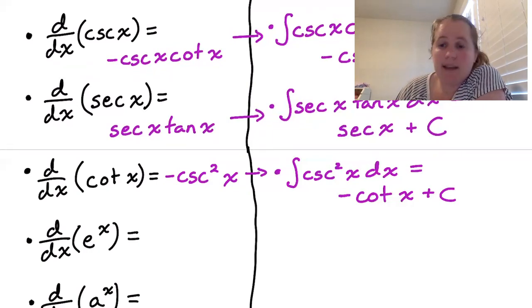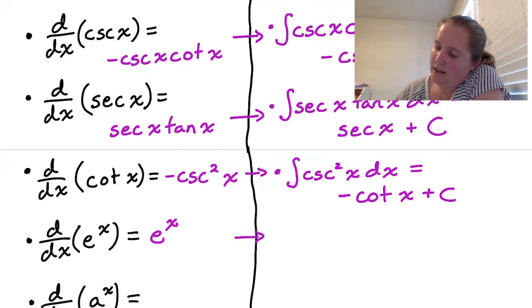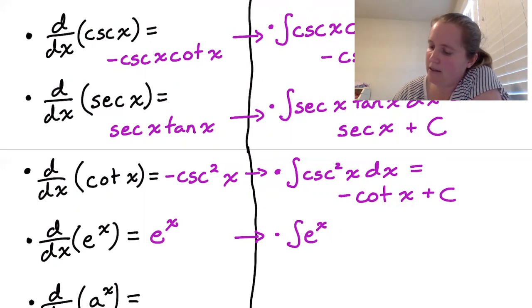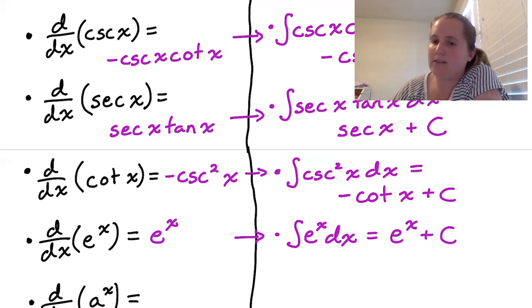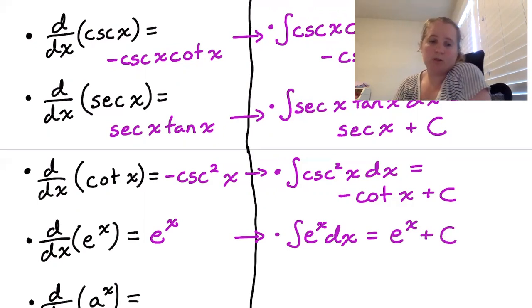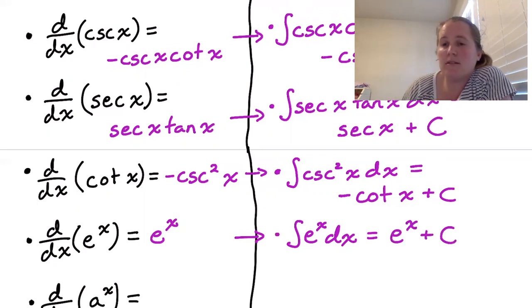Derivative of e to the x was just e to the x. And so the integral of e to the x dx is just e to the x plus c. E to the x is a very special function. It's its own derivative. It's its own antiderivative.